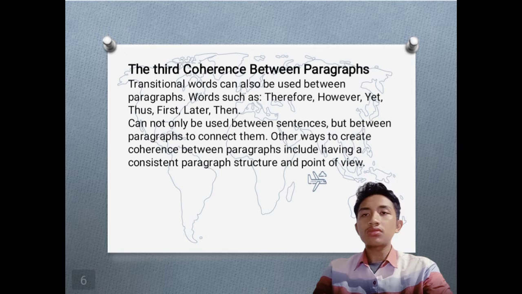The third, coherence between paragraphs. Transitional words can also be used between paragraphs. Words such as therefore, however, yet, thus, first, later, then can be used not only between sentences but between paragraphs to connect them. Other ways to create coherence between paragraphs include having a consistent paragraph structure and point of view.